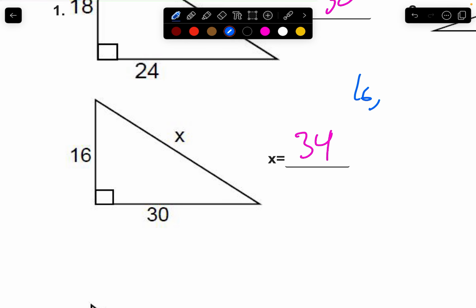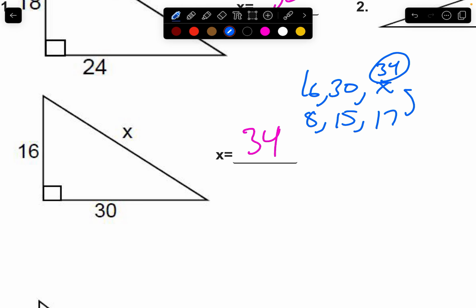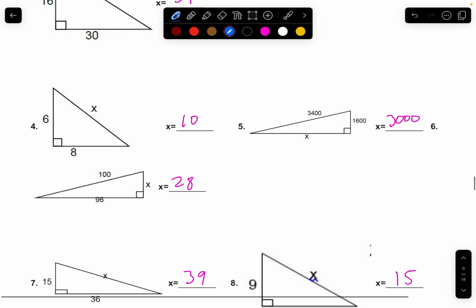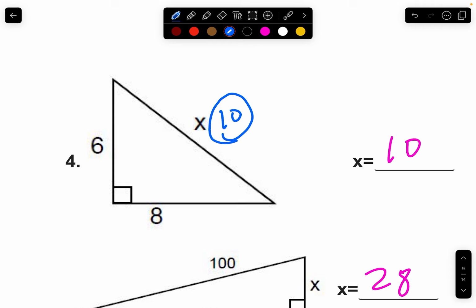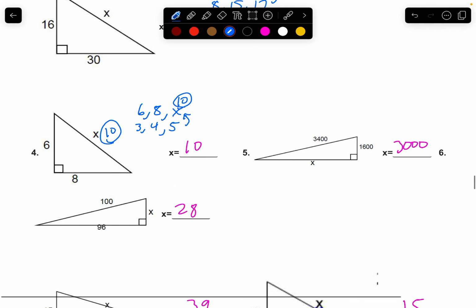So we have 16, 30, and x. Divide by 2 is 8. Divide by 2 is 15. That's an 8, 15, 17. So multiply by 2, 34. Oh, 6, 8, 10 is so common, but let's just do it. 6, 8, and x. Divide by 2. Divide by 2. That's a 3, 4, 5. Multiply the 2 back in.